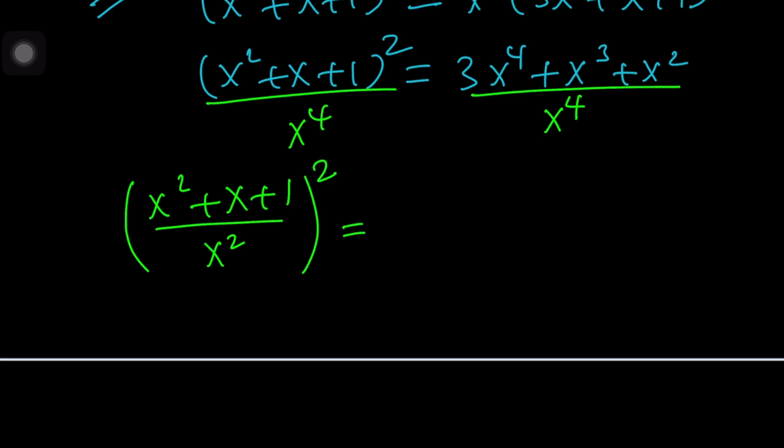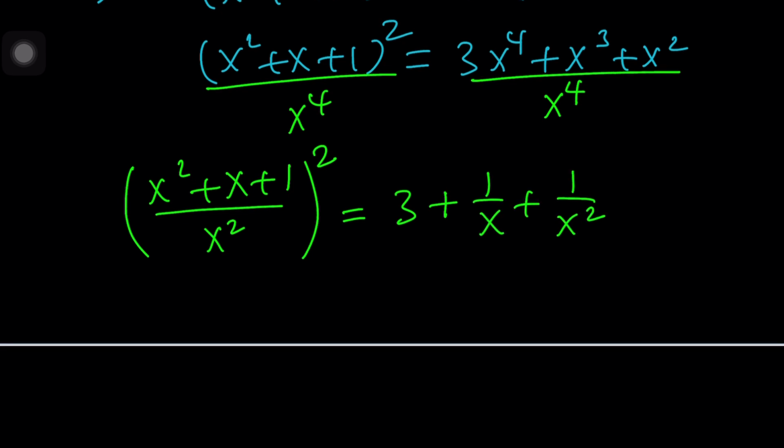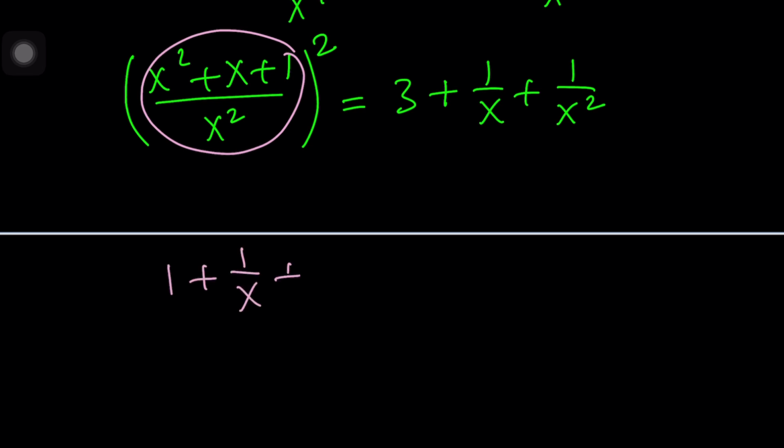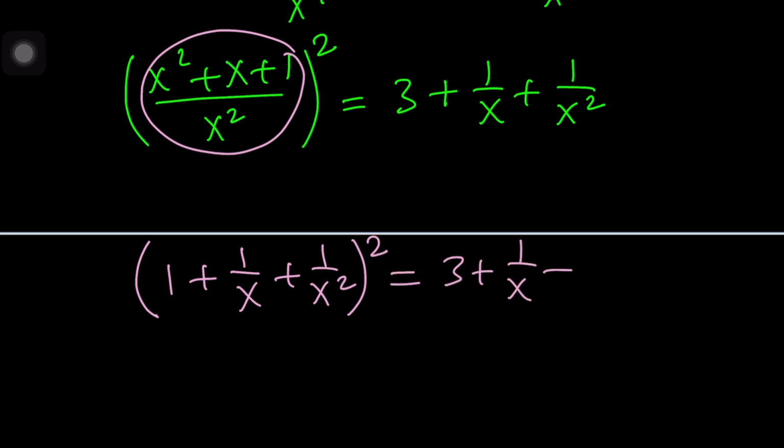And now on the right-hand side, I can write this as 3 plus 1 over x plus 1 over x squared. Beautiful. Now on the left-hand side, inside the parentheses, I can actually split this up as well and write it as 1 plus 1 over x plus 1 over x squared. And of course, don't forget it's squared, and then that's equal to this. Do you see what I'm talking about?